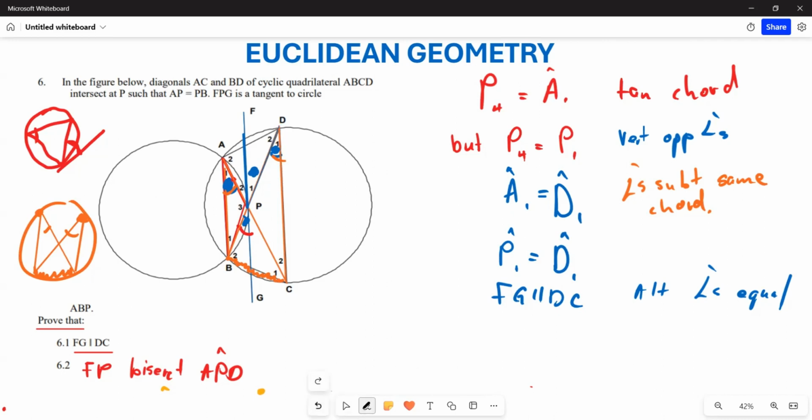Let's just draw that, right? These angles are alternating because they form a Z, right? So this angle is alternate with this one. Now, if we can just look at now our 6.2.